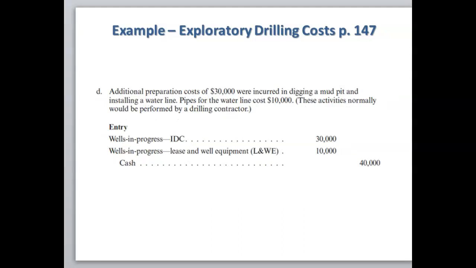Additional preparation costs of $30,000 were incurred in digging a mud pit and installing a water line. Pipes for the water line cost $10,000. So we're going to split the costs. The amount for digging a mud pit and installing a water line is going to be debited to wells in progress, IDC. The actual cost of the pipe is going to go to lease and well equipment for the $10,000.